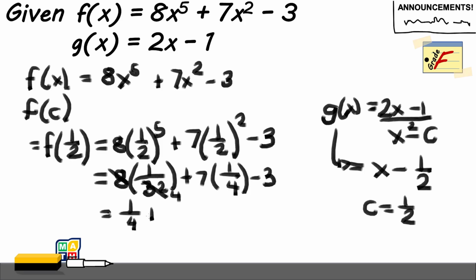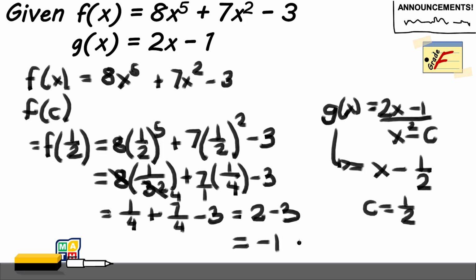Next, plus, since 7 can be written as 7 over 1, multiply numerators. 7 times 1 is 7, over 1 times 4, which is 4. And then minus 3. You will have here 1/4 plus 7/4 is 8/4, or simply 2 minus 3. Therefore, your remainder, according to the remainder theorem, is negative 1. This is now the remainder, even without using synthetic division.